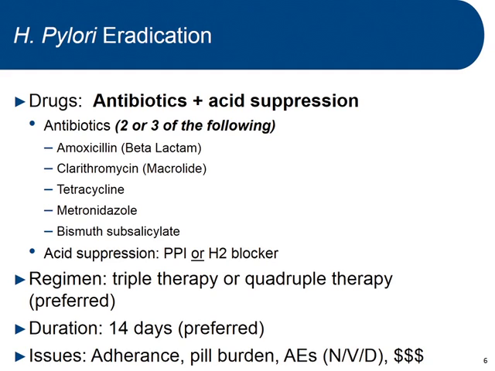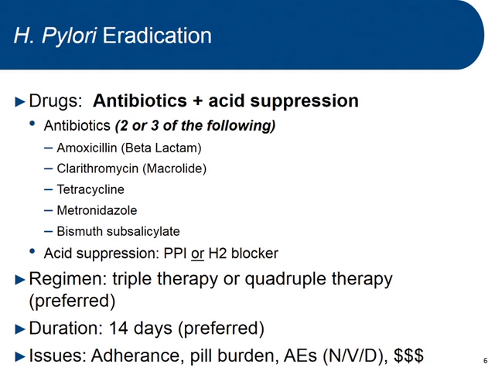Bismuth subsalicylate is an over-the-counter medication which is contained in Pepto-Bismol. It has antimicrobial properties, and it is those antimicrobial properties that make it useful for the treatment of H. pylori. Now, as I said, these antibiotics are combined with acid suppression.